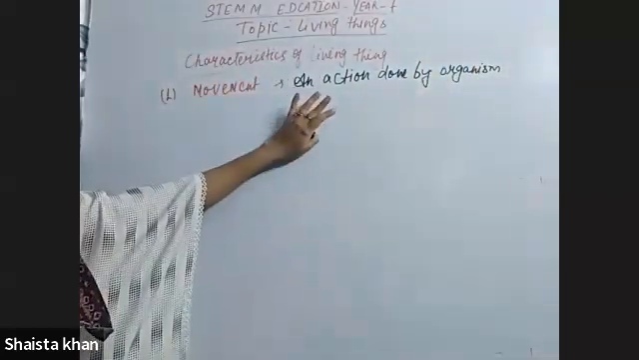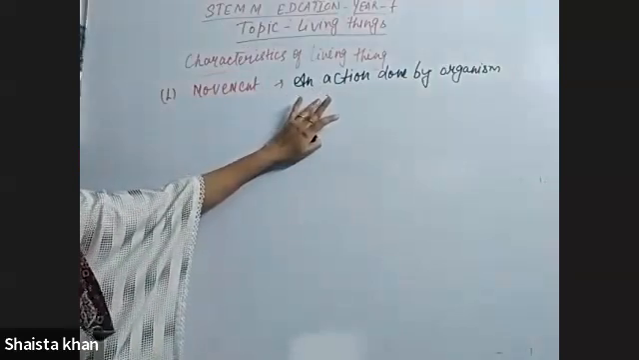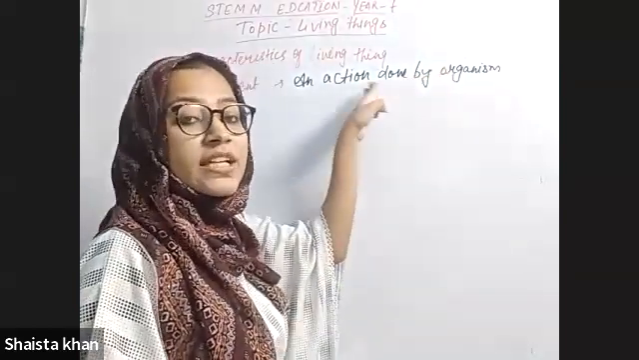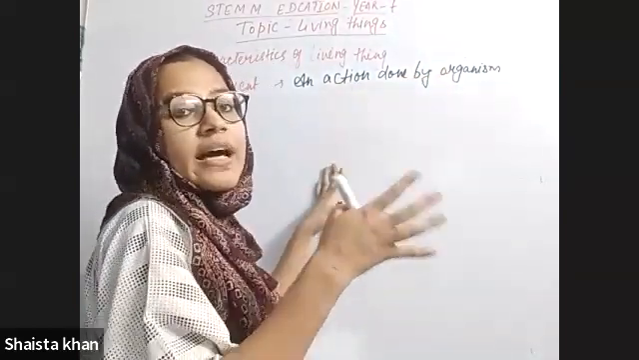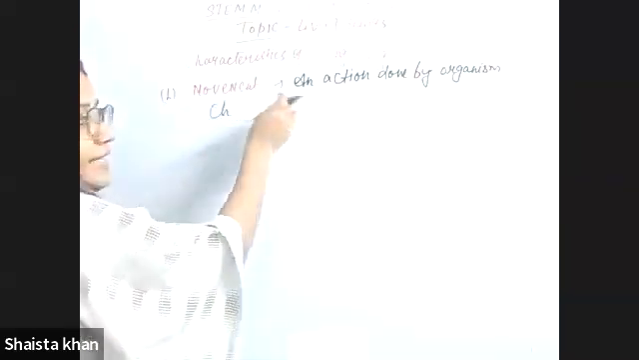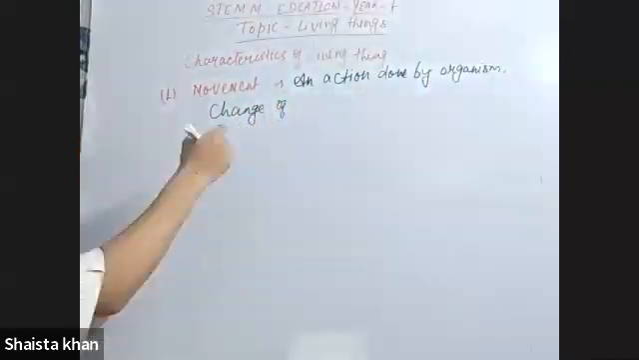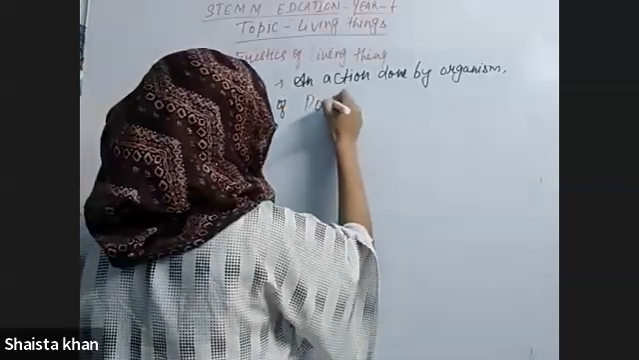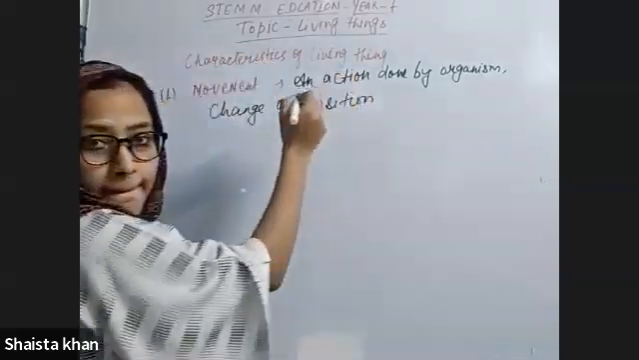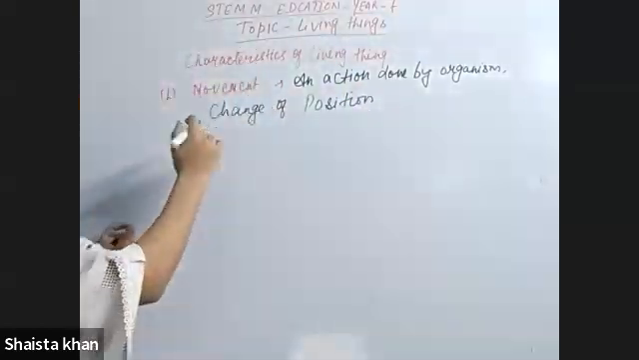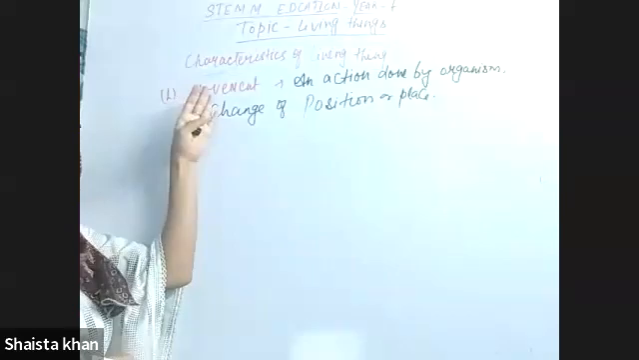Movement is an action done by any organism or a part of an organism. What is the meaning of action? It means change of position from one place to another place. Fine. It means change of position, or change of place. So this is known as movement.